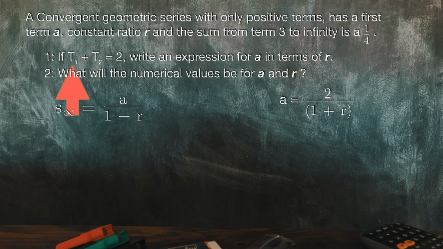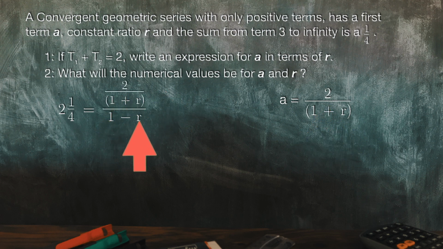But we also know that term 1 plus term 2 is equal to 2. So if we take this 2 and we add it to a quarter, we get 2 and a quarter. That means that will be the sum from term 1 to infinity. And that is the total that we want. So in the place of the sum to infinity, I'm going to put a quarter plus 2. Then we know that we are adding up all the terms from term 1 to infinity. And that is equal to, and in the place of this a, we can now put 2 divided by 1 plus r. And there it is. And divided by 1 minus r.